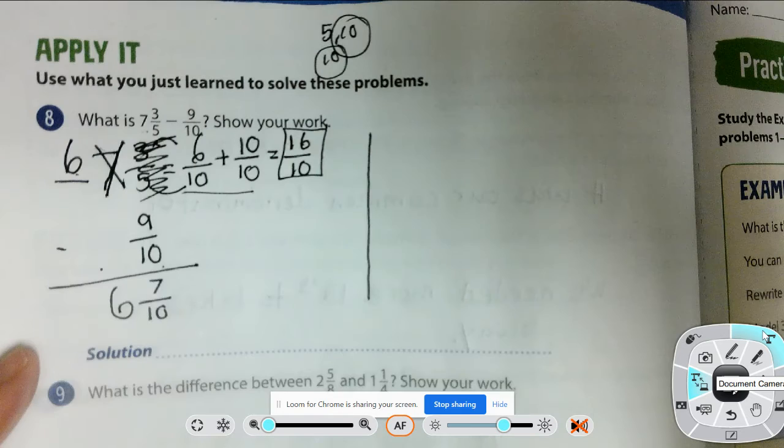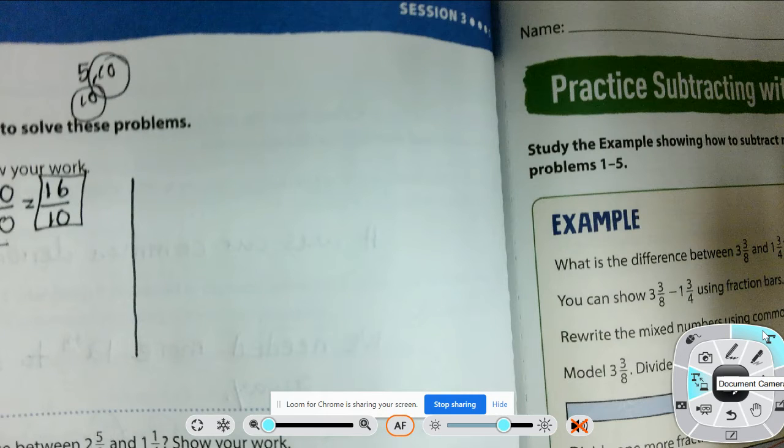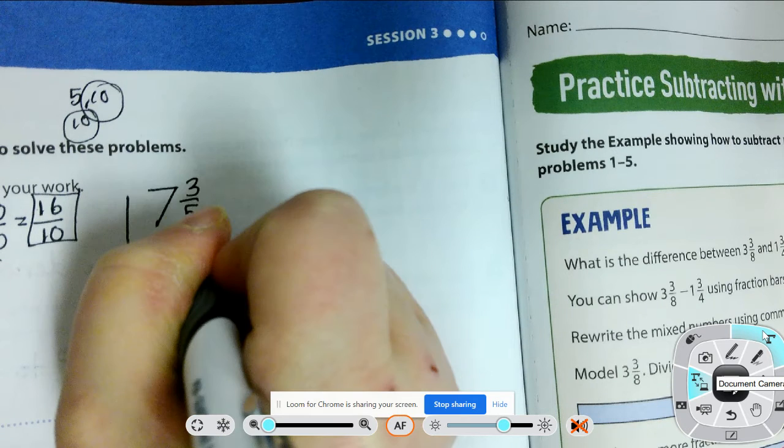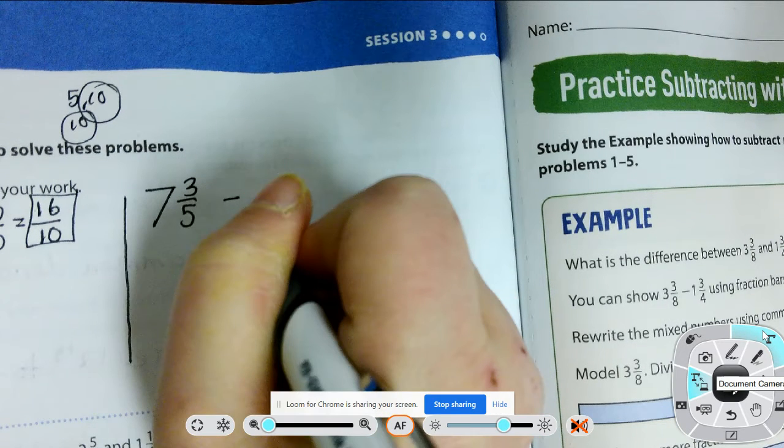The other way is using improper fractions. So the other way to do it is 7 3/5 minus 9/10.